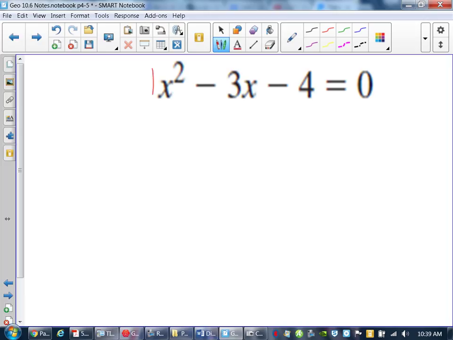So I am still multiplying my tails. What's 1 times the negative 4? Negative 4. So what I'm doing here is I'm trying to figure out what are my multiples of negative 4 that add together to get negative 3. Well, when you're thinking about multiples of 4, think of that not as multiples, but I'm sorry, I should say factors. 1 times 4, 2 times 2.